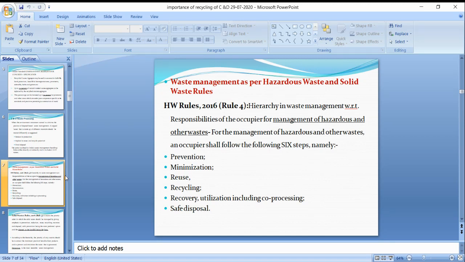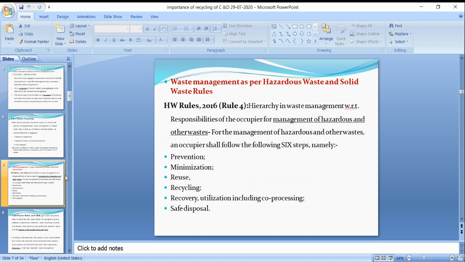The rules for waste management include the hierarchy in waste management, with respect to the responsibility of the occupier for management of hazardous and other waste. For hazardous waste, we have to identify which materials are hazardous so that we can sort them out. For that we formed a hierarchy, and we created a management system called C&D waste management. For the management of hazardous and other waste, an occupier shall follow the following 6 steps.